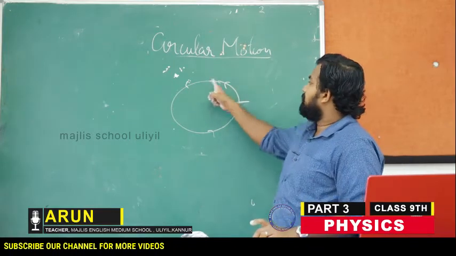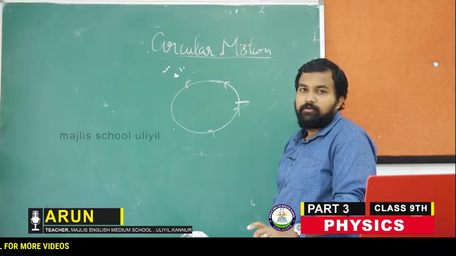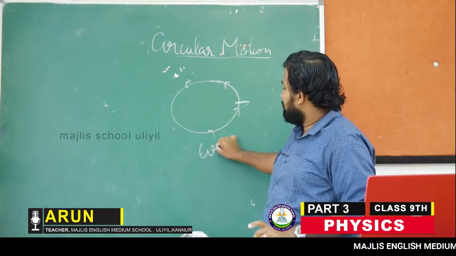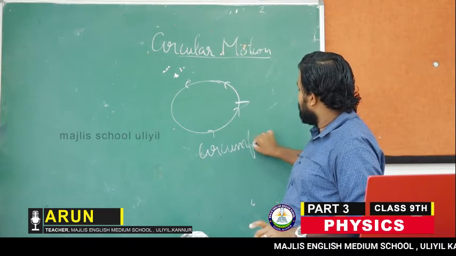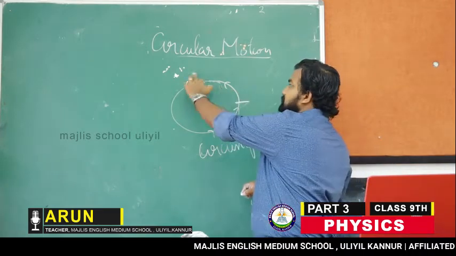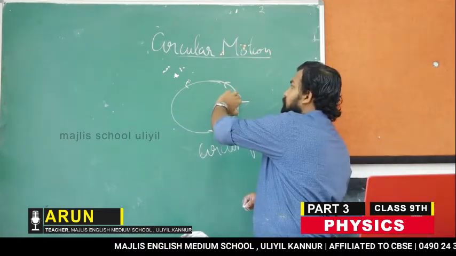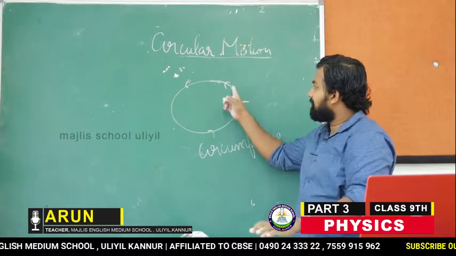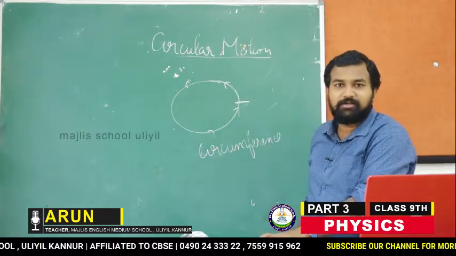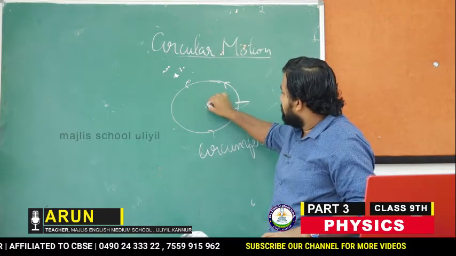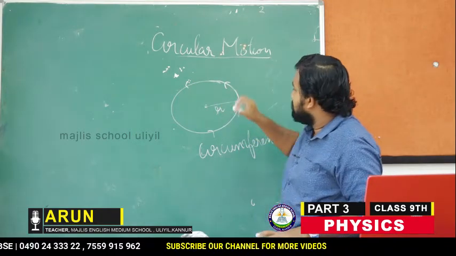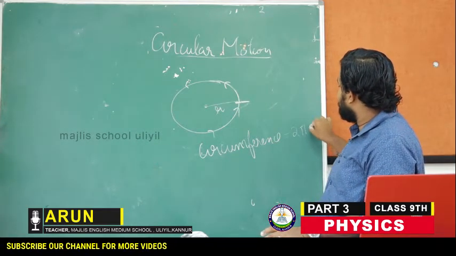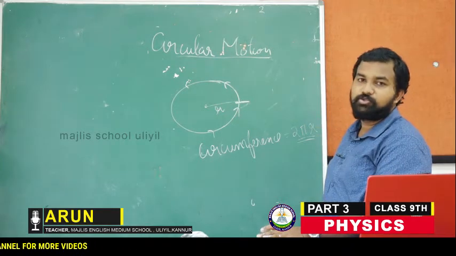So what will be the distance traveled by the body when it is in circular motion? That will be given by the circumference. It's not a straight line motion, it's a circular motion. So the body is moving in a circular path, and the distance traveled will be equal to the circumference of the circle. If the body is moving in a circle whose radius is r, the circumference will be given by 2 pi r. You have studied it in maths, 2 pi r.